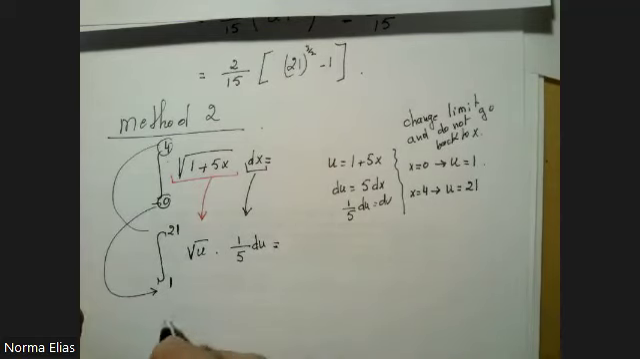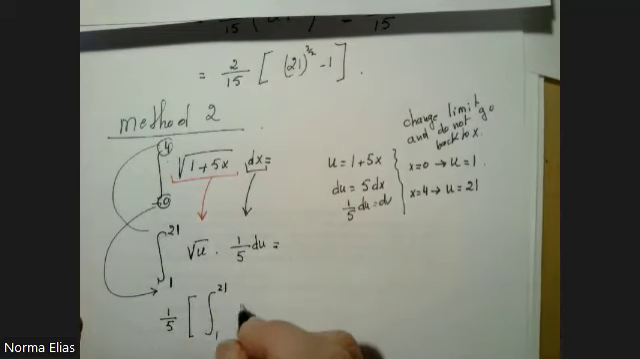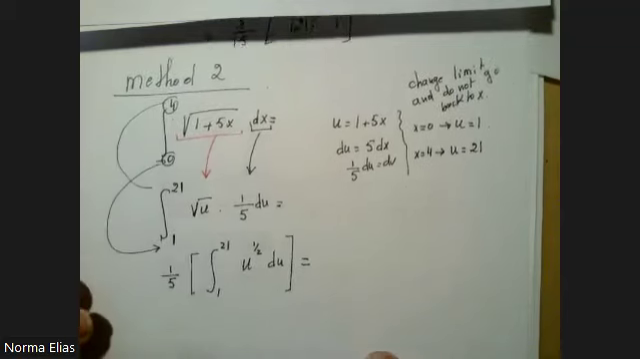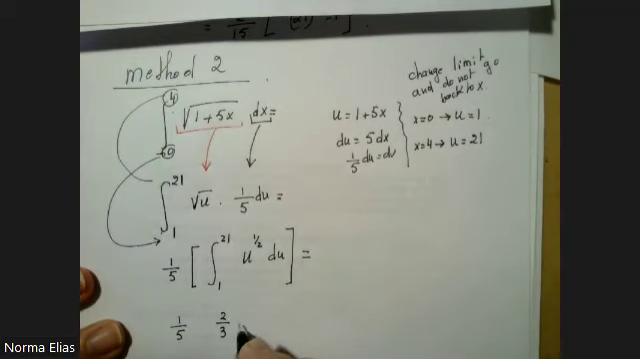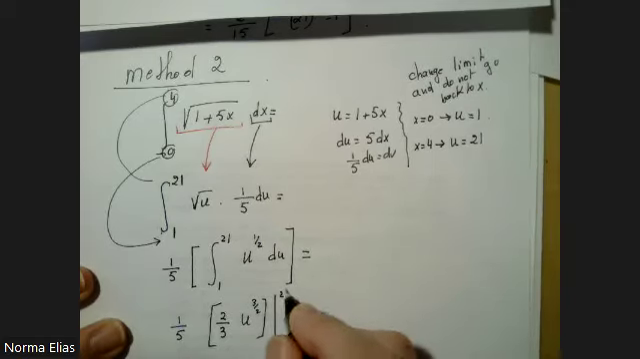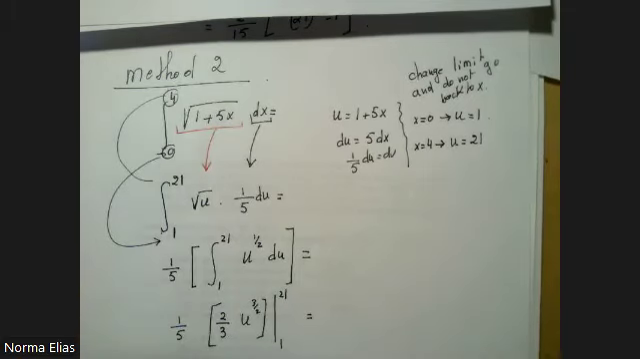Now I evaluate this. 1 over 5 is a constant. I pull it out, and then I will have the integral from 1 to 21 of u to the half du. And I evaluate that as an integral in u. No more x's for me. I'm done with x. U to the half is 2/3 u to the power 3/2. And then this has its new limit of 1 to 21.